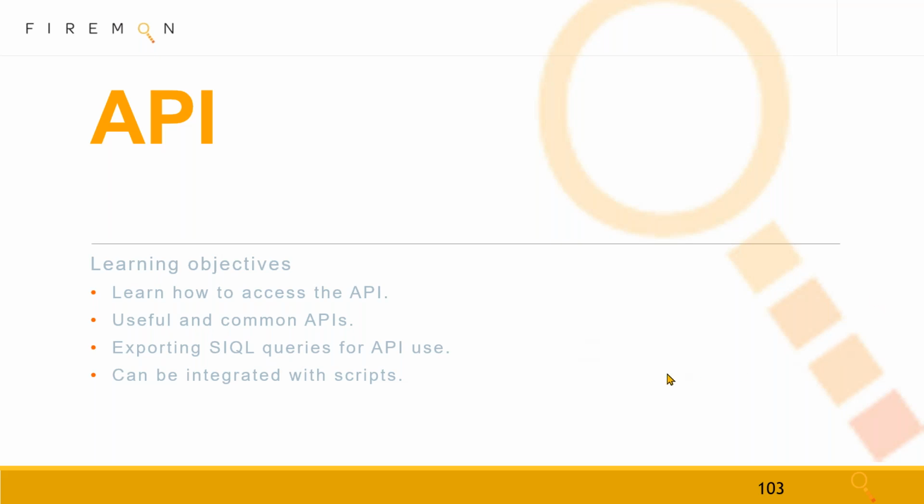First off, we're going to talk about APIs, or application programming interfaces. We'll learn how you can access them. We'll talk about some of the more commonly used ones for FireMon, and how we can also use SYCL within API queries. And we'll look at how you could use them to integrate with scripts or other applications.